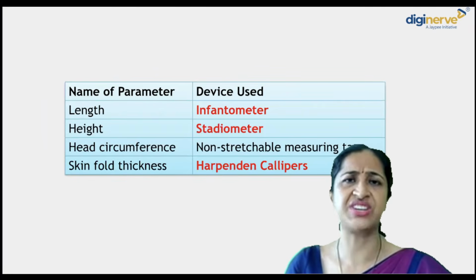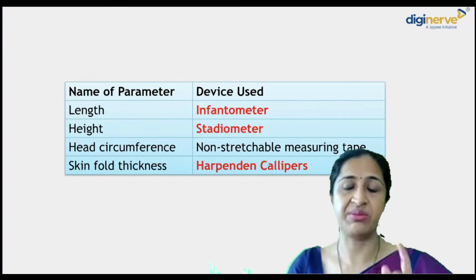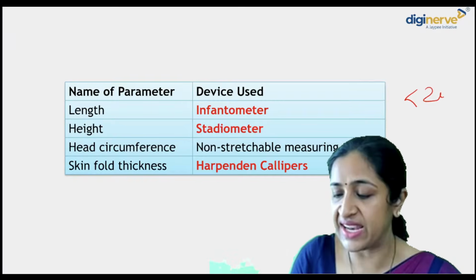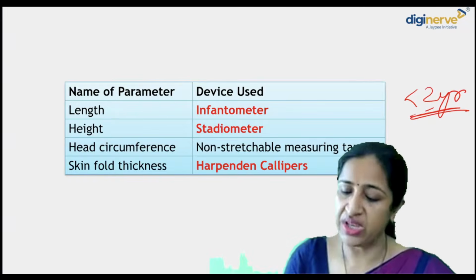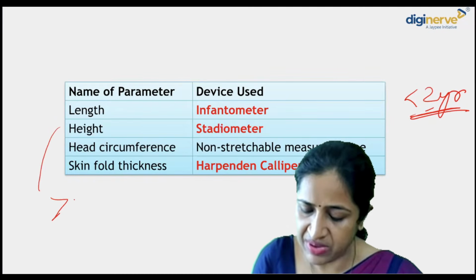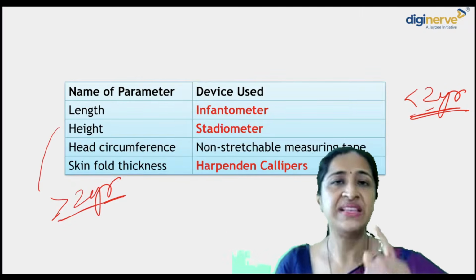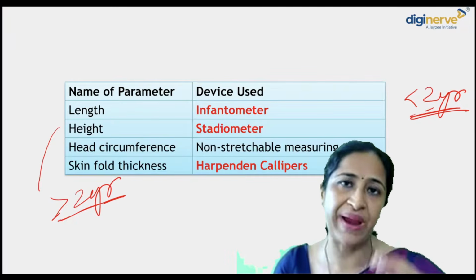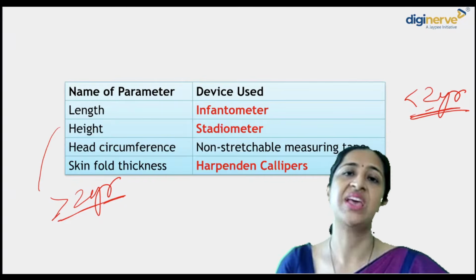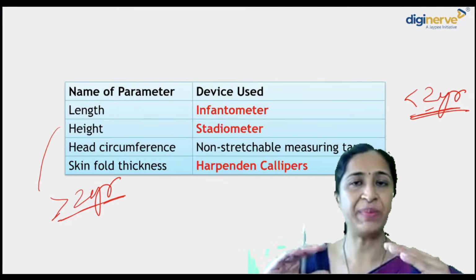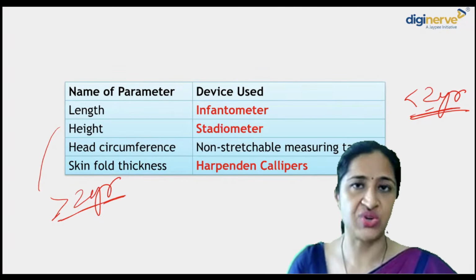Another important section where questions are asked is the device used. So, how is length measured? Remember, length is always measured less than 2 years of age. Less than 2 years is length. Above 2 years is height. Height is always above 2 years of age. Now, just a quick revision. Why is it like that? This is because the children have very soft heel pad of fat. Even though a child can stand from as early as 9 to 10 months, we check only length, because when the heel pad of fat is compressed, the child will look smaller and shorter than what he actually is.